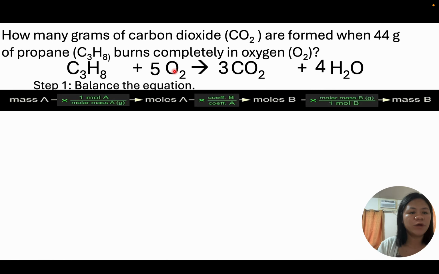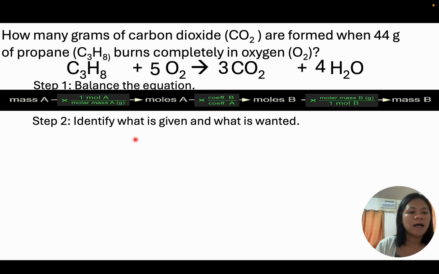So showing you again the formula. So mass A, so we need to find the molar mass of that A. And then, once we get our number of moles of A, we need to look at the coefficient, depending on the given. So in this case, we are looking for carbon dioxide. So we will look at the carbon dioxide. And our given naman is propane, the C3H8. So dito lang tayo titingin. The oxygen and the water na part, hindi natin sila papansinin muna on this problem. Okay, so dito lang tayo sa carbon dioxide and sa C3H8.